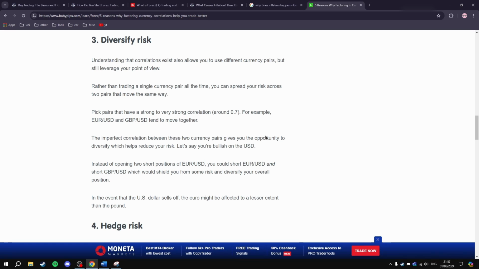But didn't they say that it's going to increase your risk because you're pretty much opening the same position twice? So, yeah. Okay. Anyways, diversify risk.